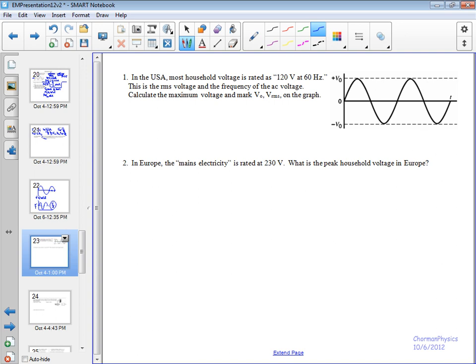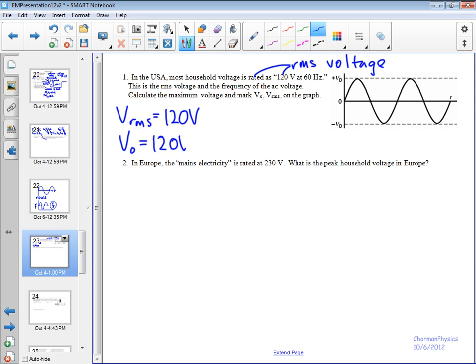So in the US, most household voltages are rated at 120 volts at 60 hertz. When we say the rating, this is the RMS voltage. That's what the rating means right there. So V RMS equals 120 volts. V naught would just be equal to the 120 volts times the square root of 2. So the maximum voltage that we would be getting here is 170 volts.